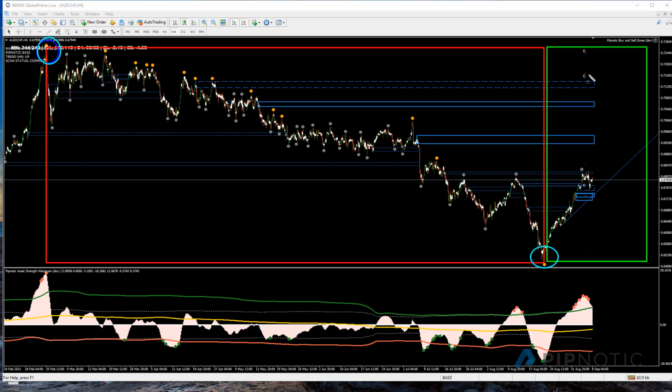Okay. So number one, we identify the origins. This is the origin of this move, and this is the origin of this move. Okay, so once we've done that, then we want to start to look for price inefficiencies. I'm going to put that now, liquidity voids or imbalances. Just going to put that in there like so.